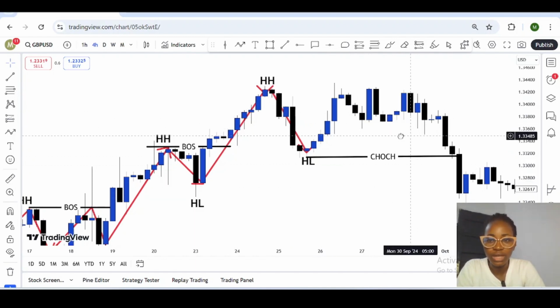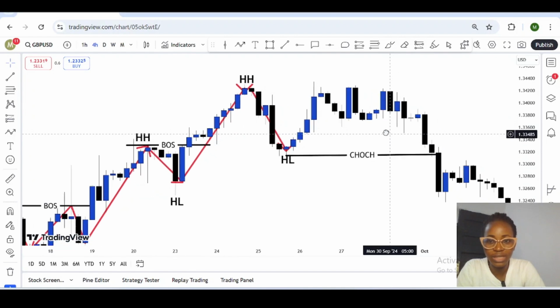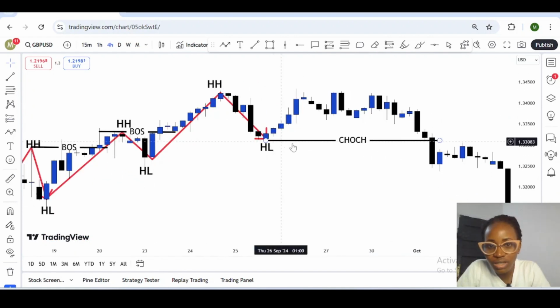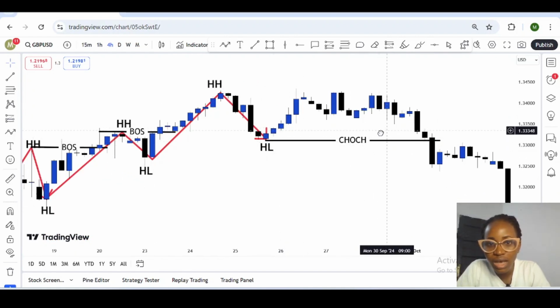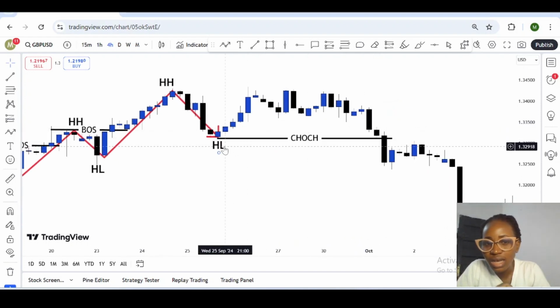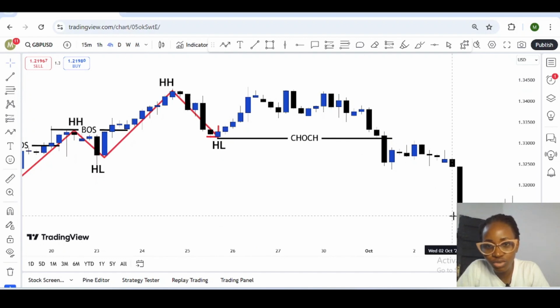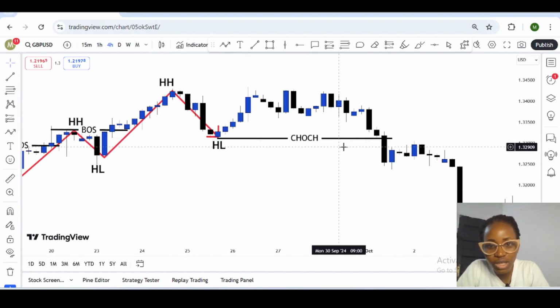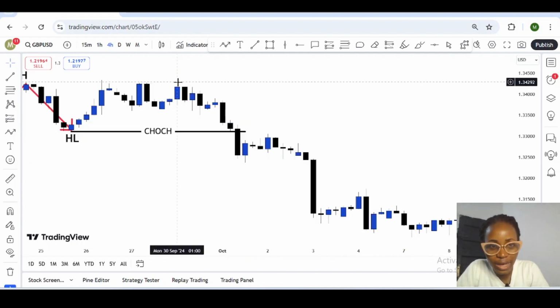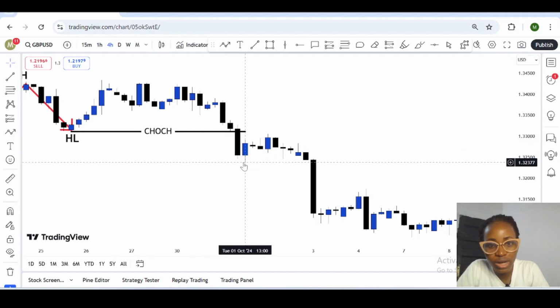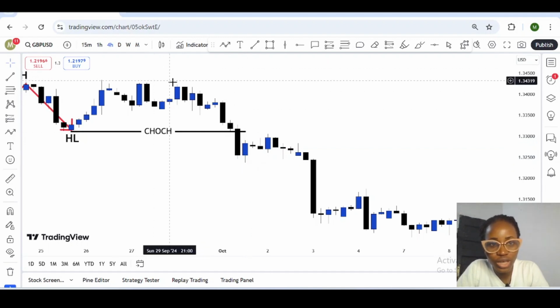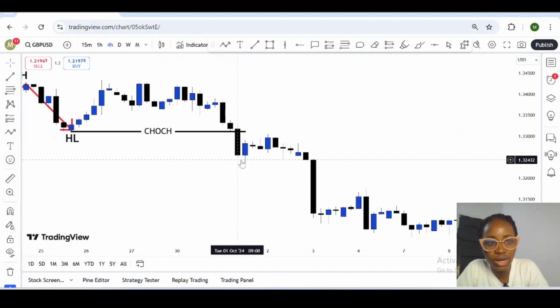Okay, so now let's start from here to start identifying the next move. So this change of character signals that price has shifted its structure from an uptrend to a downtrend. So this is the beginning of a downtrend where price breaks out of a higher low, lower high, and here will be our lower low. Okay, so here is going to be our new lower high and here will be our new lower low.